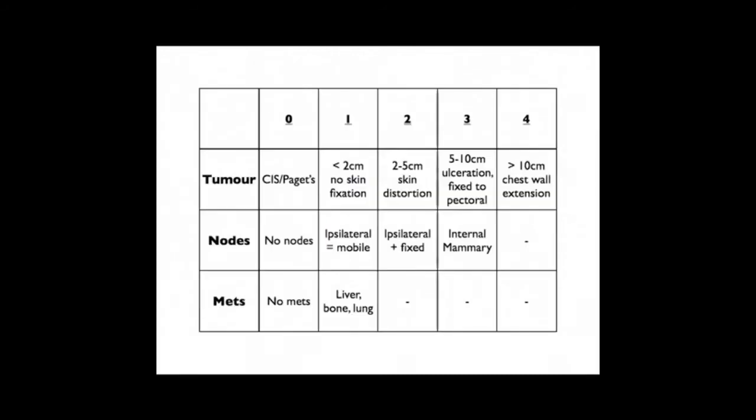Okay, I'm not sure that you'll have to actually know the details of the TNM staging system, but basically the tumour can be classified according to its size and the fixation, whether it's to the skin or to the underlying pectoral muscles. The nodes, just like in the clinical staging system, can be graded whether they're ipsilateral mobile, ipsilateral fixed, or involving the internal mammary. And then with METs, you simply, as always, say there are no METs or METs present.